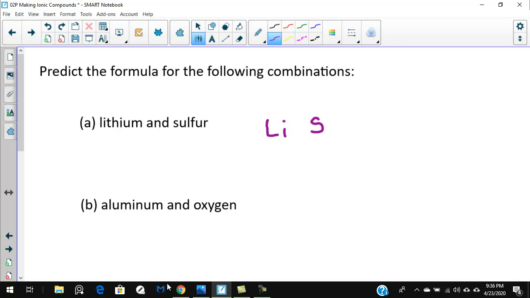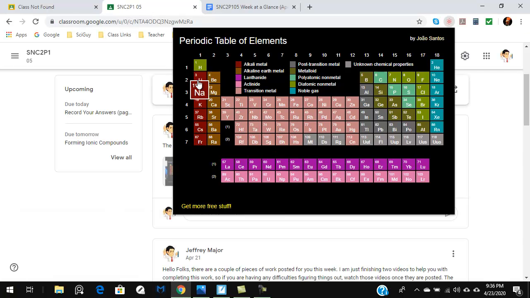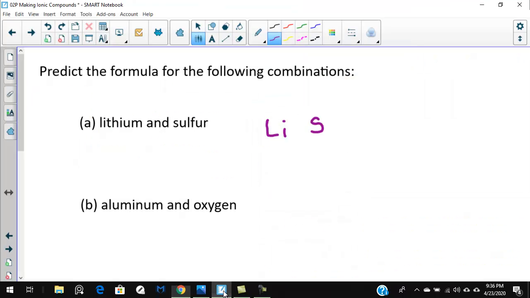And then we go to our periodic table, and we find lithium is in group 1, and sulfur is in group 16. Okay, group 1 has 1 outside electron. Group 16 has 6 outside electrons. So we put a 1 above the lithium. Now, sulfur would have 6. To fill it up, it has to get 8. So 6 plus 2 would give it the 8.